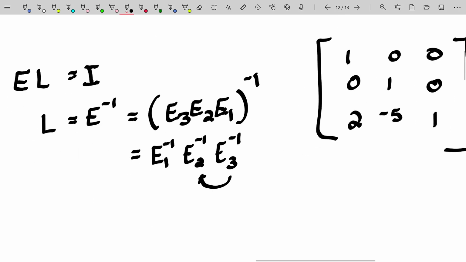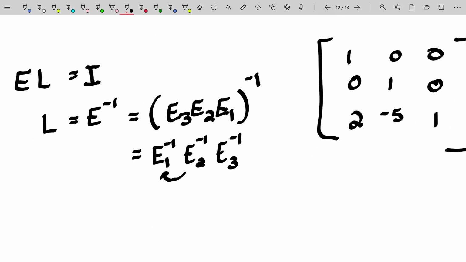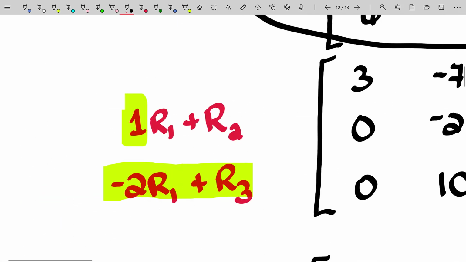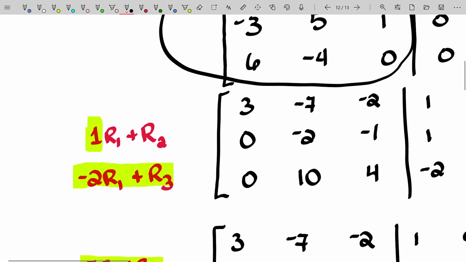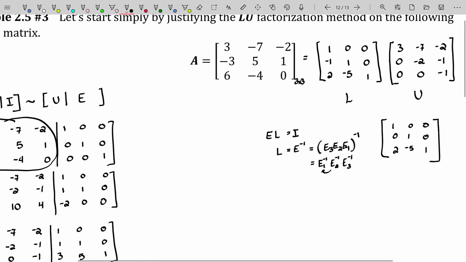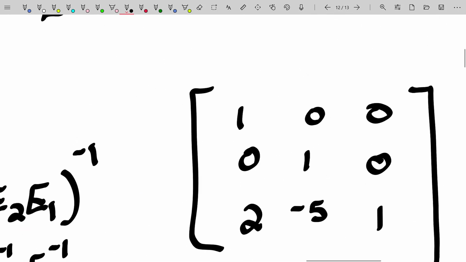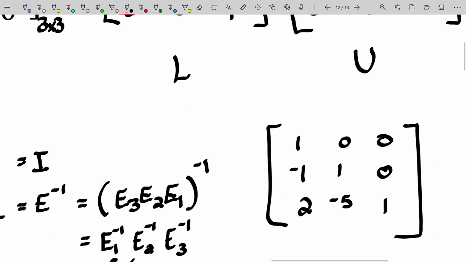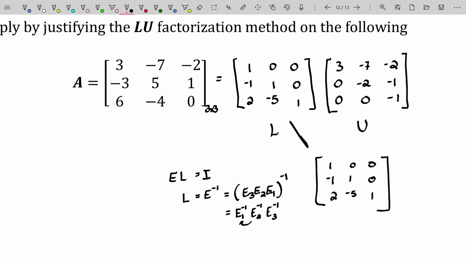And then finally, the last elementary matrix. What was that operation? That operation was 1 times row 1, add that to row 2. What's the opposite of that? -1 times row 1 and adding it to row 2. Well, if you take the opposite of all of these and add it to row 2, the only thing that's going to change is this guy right here. And notice that is L.